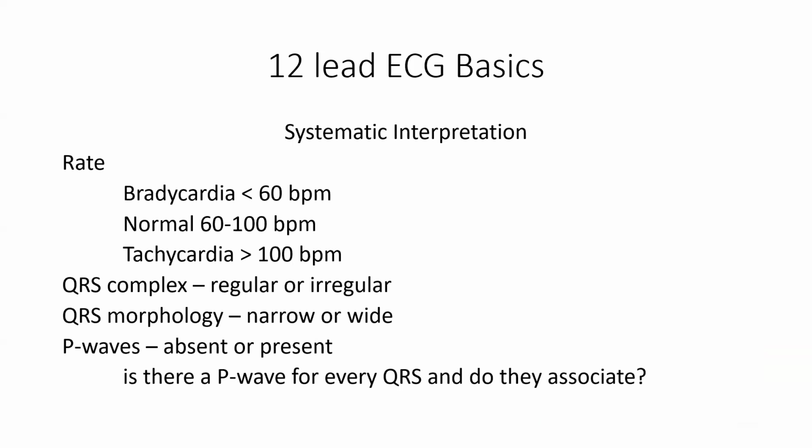As you probably know, the definitions for bradycardia, tachycardia. So systematically, we look at rate. We look to see if the R to R interval is regular or irregular, if the QRS morphology is narrow or wide, and if there are P waves, are they absent or present? And if they're present, is there a P wave for every QRS, and do they associate?